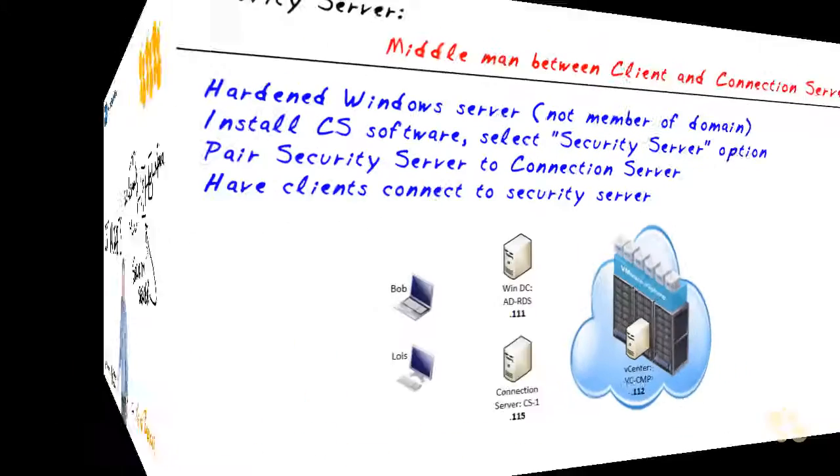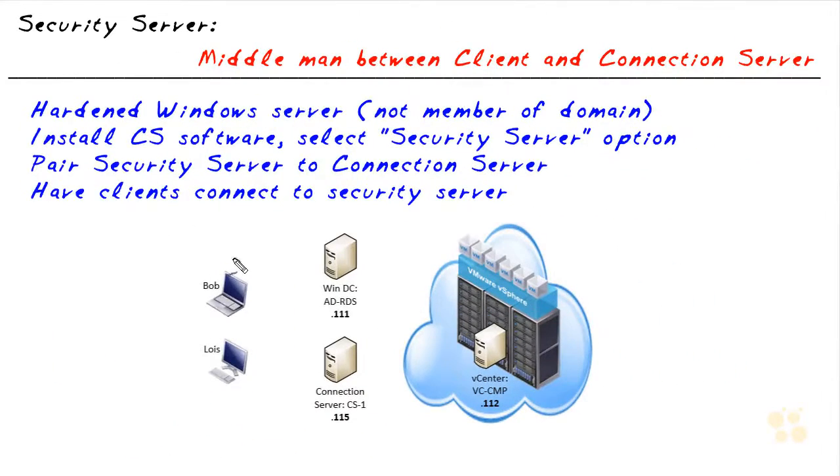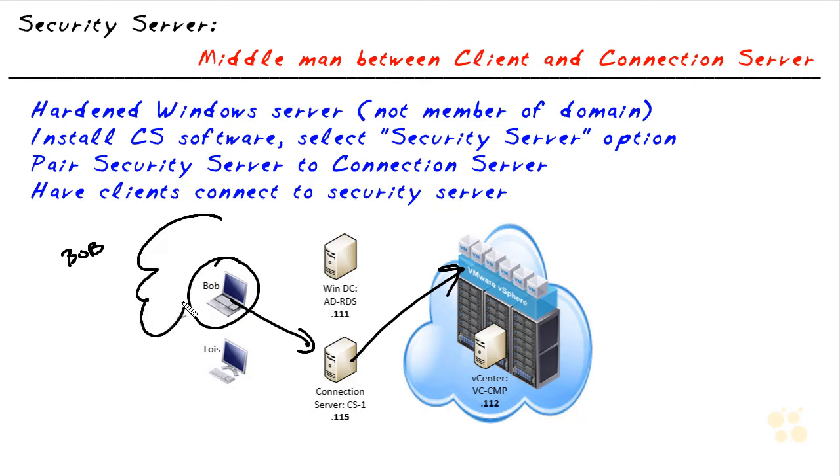Let's begin. I'd like you to imagine that Bob, a corporate user, logs on and connects to the connection server and gets access to a VM, and he does that almost every single day. However, what happens when Bob, the user, goes home? And now we have this big cloud between Bob, the user, and the connection server. In this case, let's say the cloud is the internet.